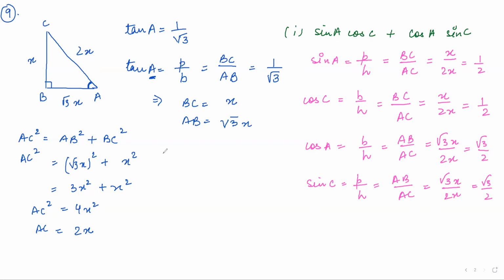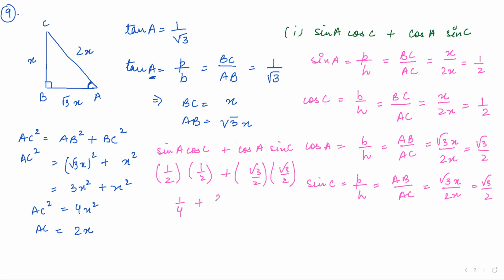Now you write the expression you want to find: sine A cos C plus cos A sine C. So put the values. Sine A is 1 by 2, cos C is 1 by 2, plus cos A is under root 3 by 2 and sine C is again under root 3 by 2. So that is 1 by 4 plus 3 by 4, right? 4 is the LCM, and you get 1 plus 3, so you get 4 by 4 and you get 1 as the answer.